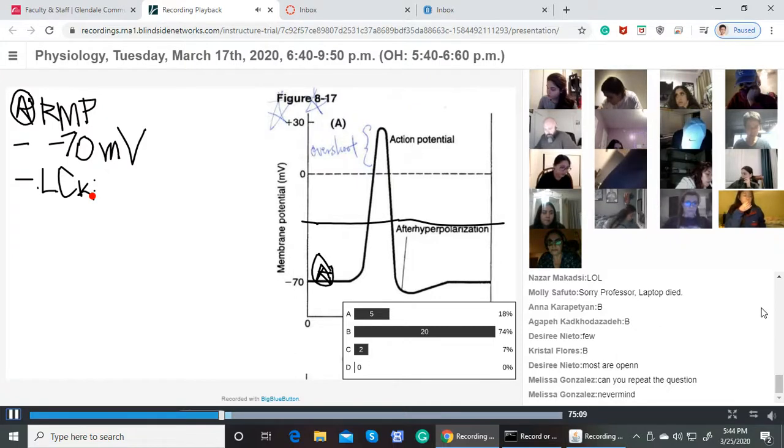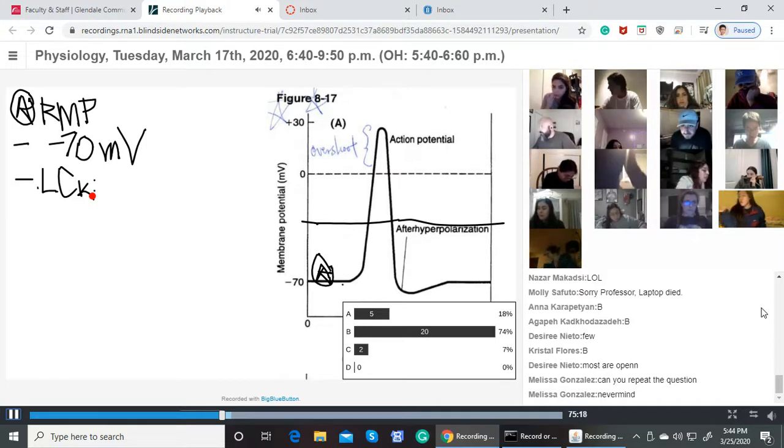All right. Now we go to part B, the important part. So let's say we stimulate here. Then this is part B.